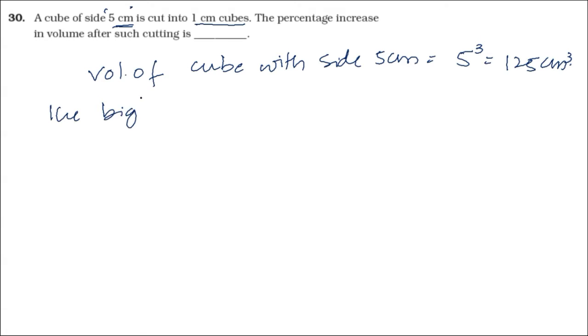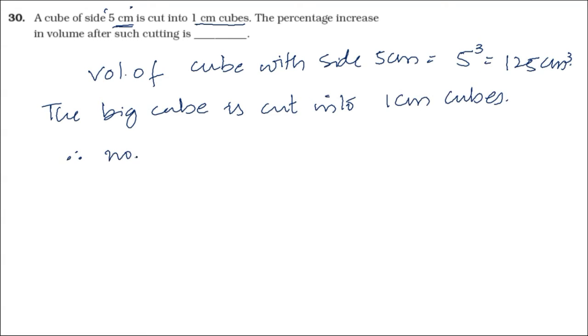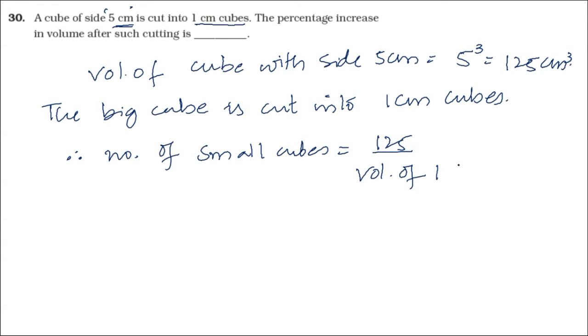The big cube is cut into 1 centimeter cubes. Therefore, the number of small cubes will be 125 upon volume of one small cube. This is nothing but 125, and the volume of the smaller cube will be 1 centimeter cube. So when we find it out, we get it as 125 only.